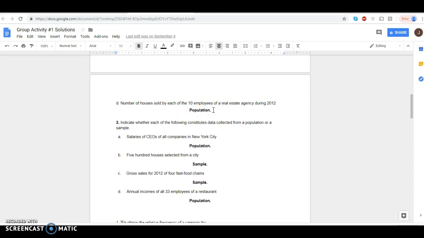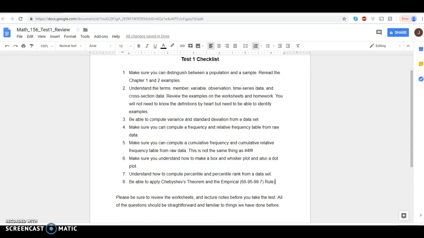But yeah, just look over those. The only ones that tend to be tricky are examples kind of like 2D or 3D. All right, what's next on the checklist? Understanding member, variable, observation, time series versus cross-section data.